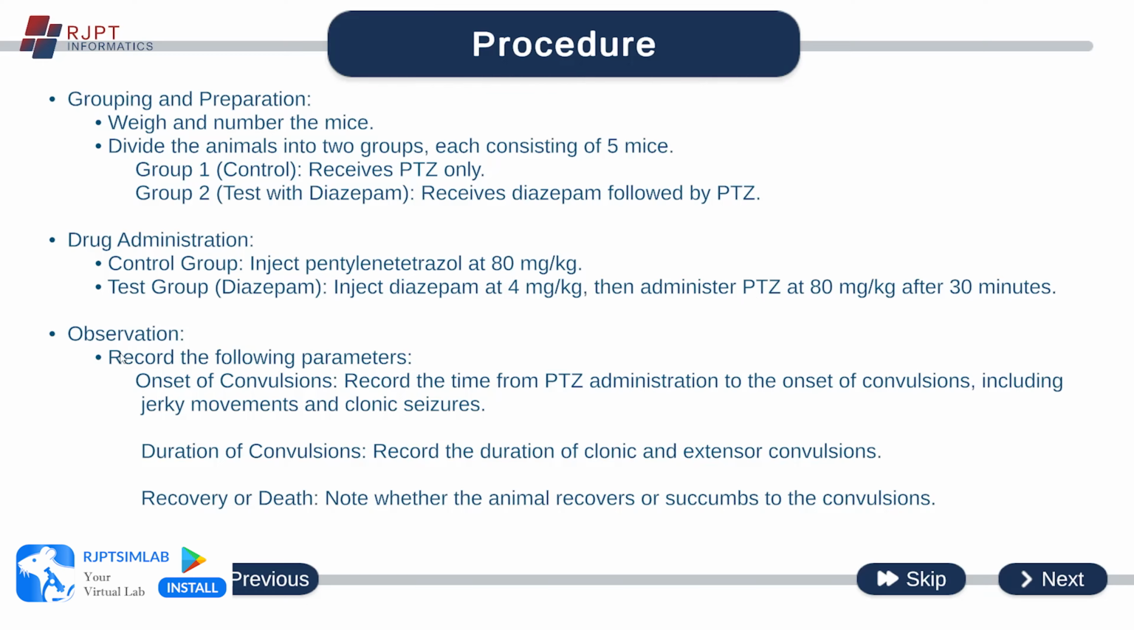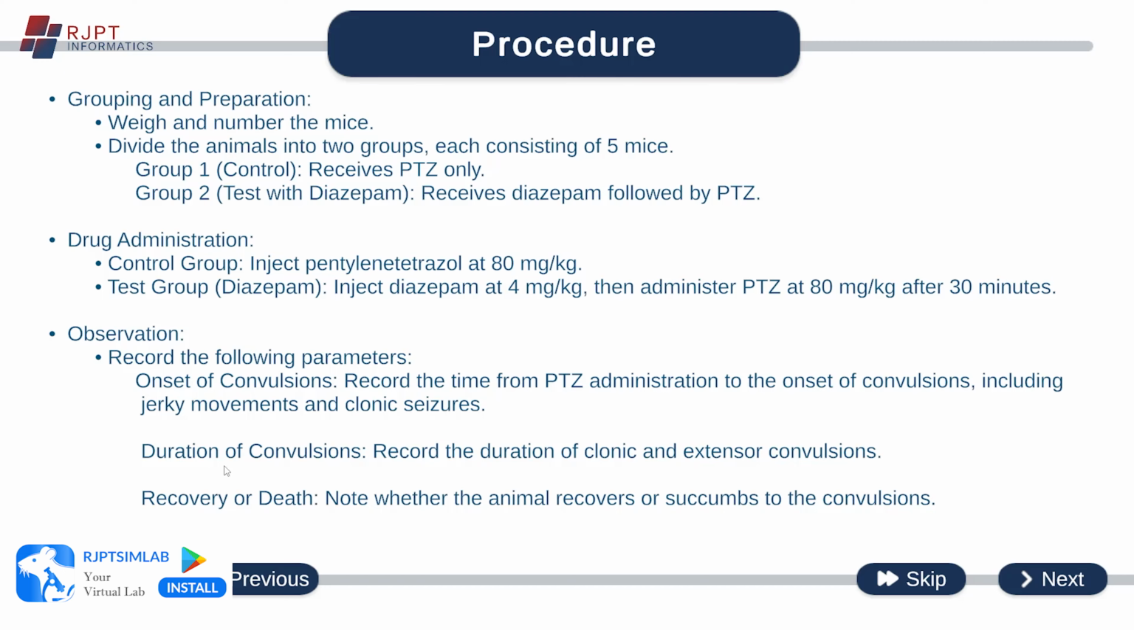The third step is the observation. We have to record the following parameters. First, the onset of convulsions. You have to record the time from PTZ administration to the onset of convulsions, including jerky movements and clonic seizures, after PTZ administration in the control group. In convulsions, the mice or rats will produce jerky movements and clonic seizures. They will start throwing their arms and start shaking.